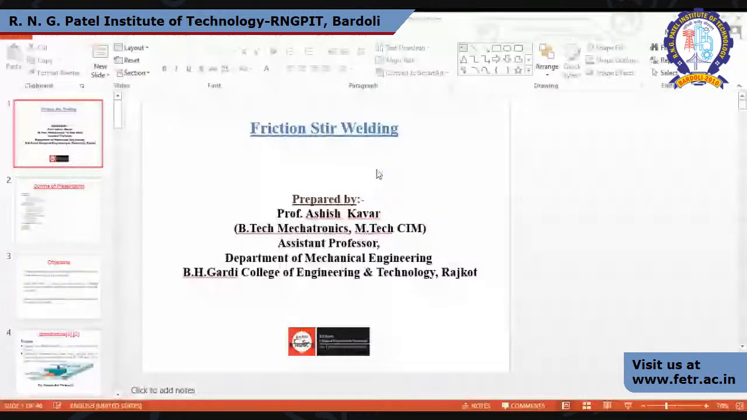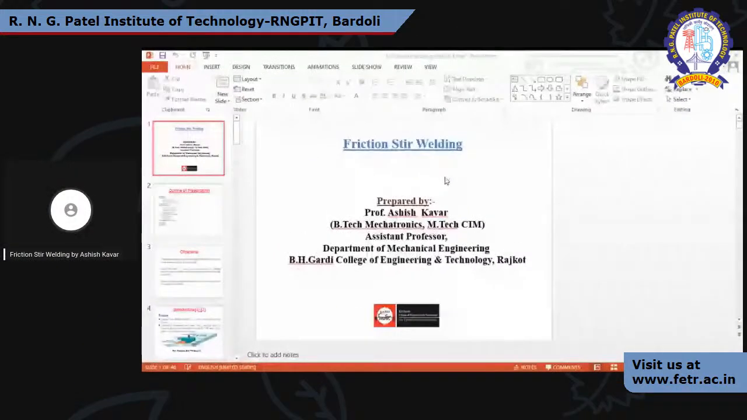Another form is solid state welding, which is currently divided into four major types: ultrasonic, diffusion, explosion, and friction stir welding. So within today's session, we can go through a glimpse related to the friction stir welding.